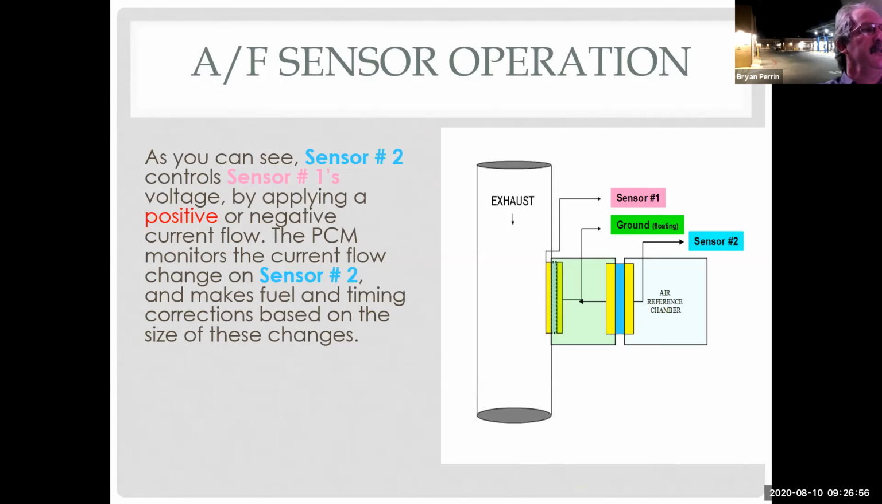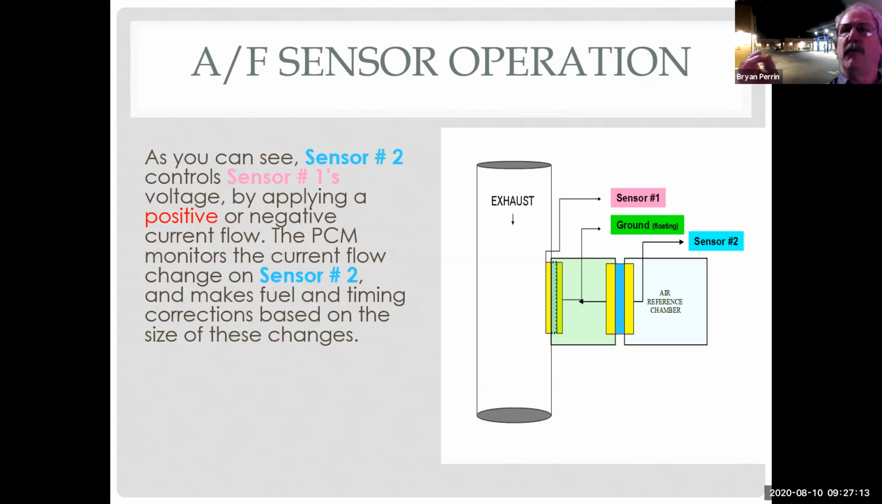So as you can see, sensor 2 controls sensor 1's voltage by applying positive or negative current flow. The PCM monitors the current flow to make the change on sensor 2, and makes fuel and timing corrections based on the size of these changes.